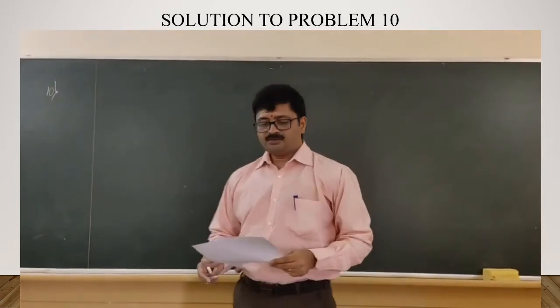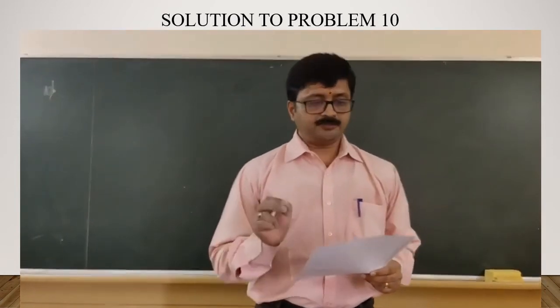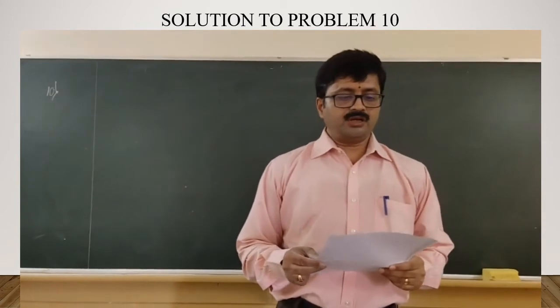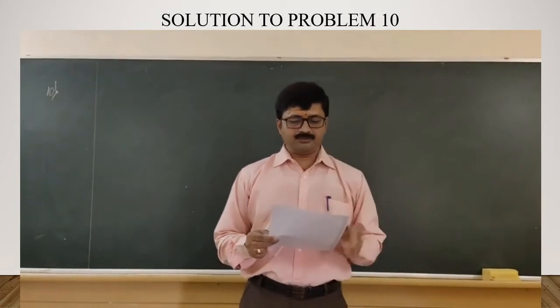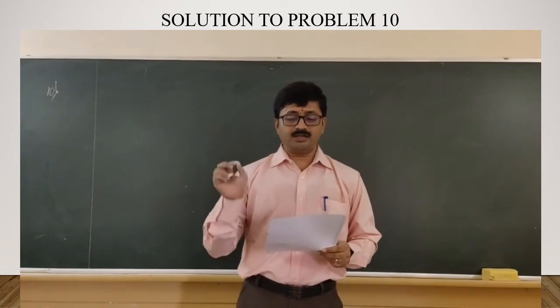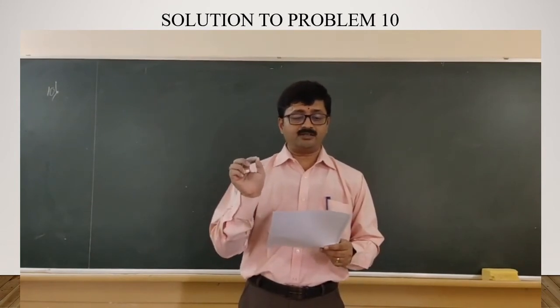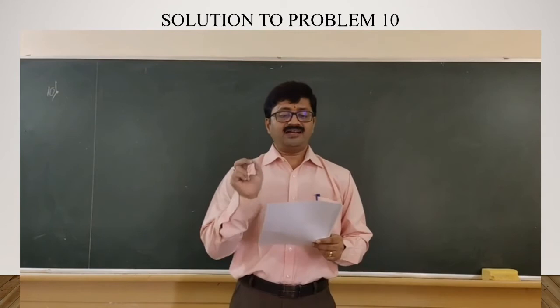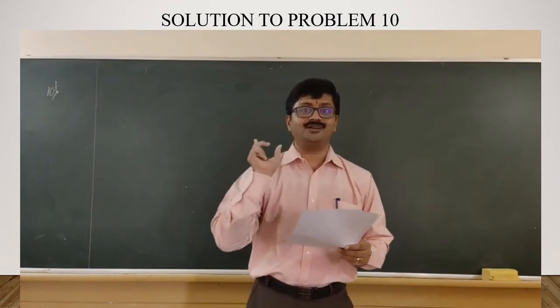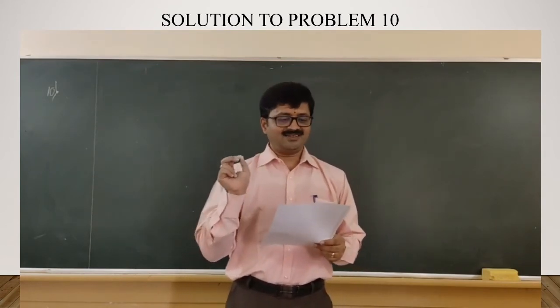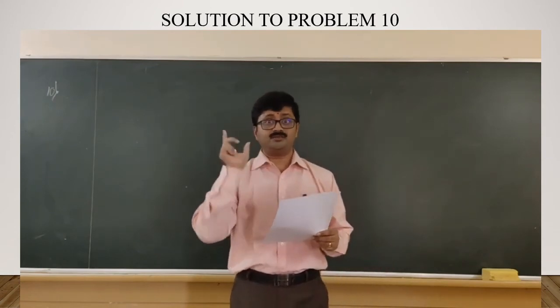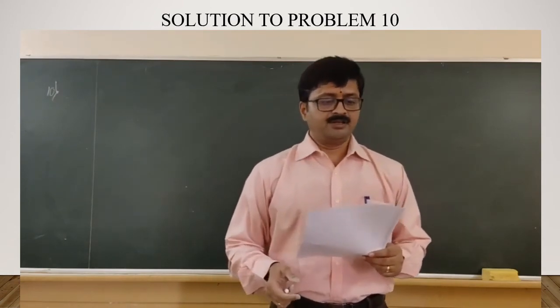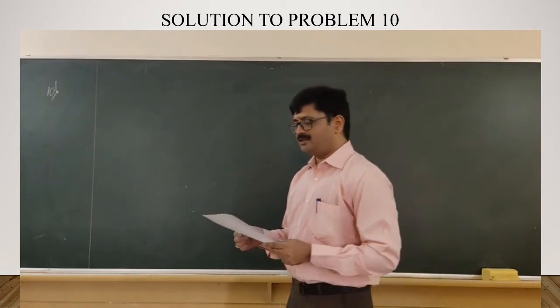Now let's move on to the 10th problem. A circular coil of 50 turns of mean radius 0.05 meter is wound using a nichrome wire of diameter 2 millimeter. Find the resistance of the coil. Okay, see how simple and easy this problem is. You understand this problem from the number of turns given. So what is the main thing here?